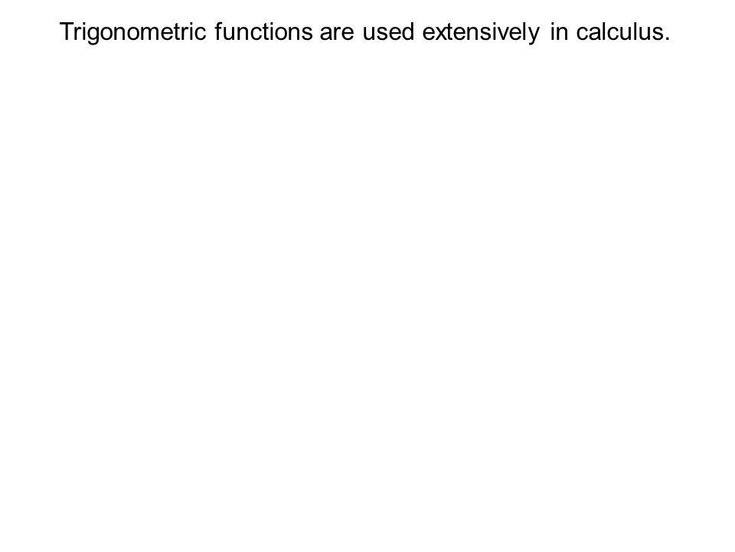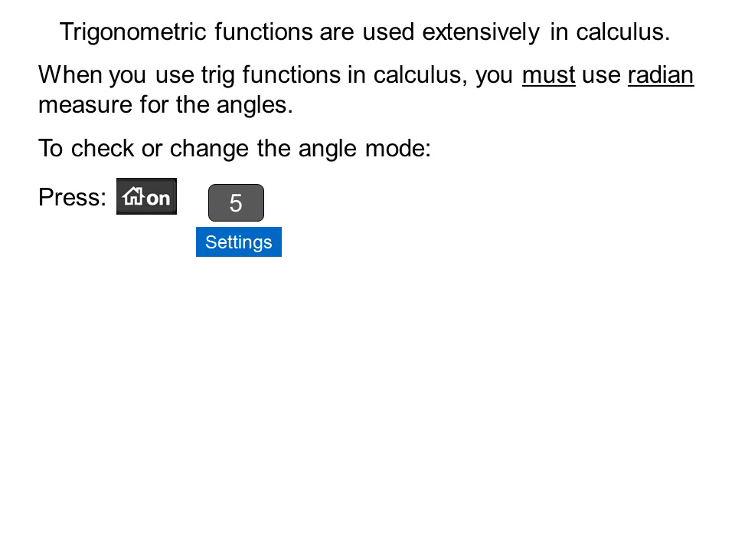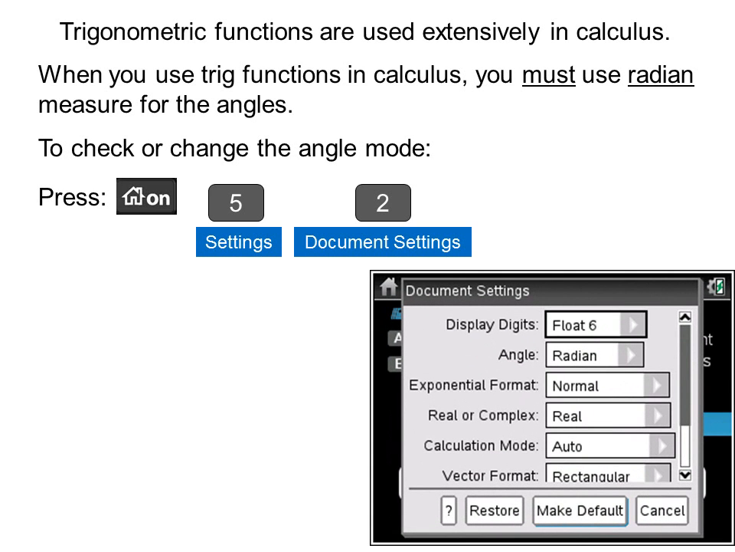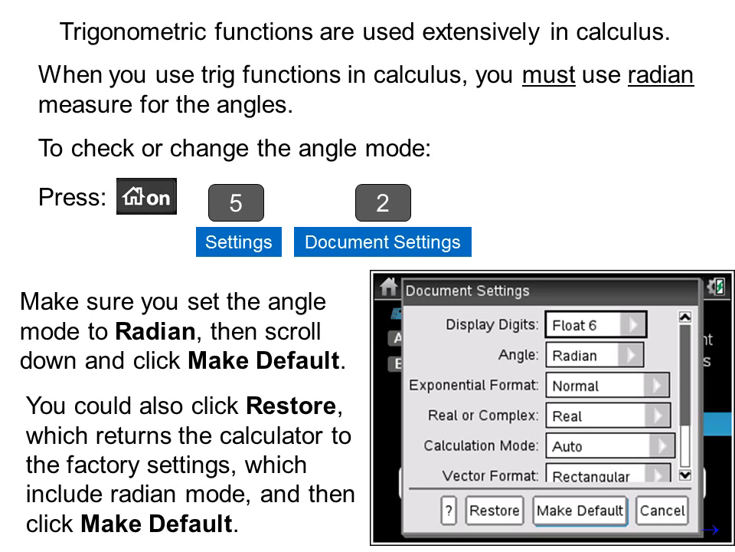Trigonometric functions are used extensively in calculus. When you use trig functions in calculus, you must use a radian measure for the angles. To check or change the angle mode, press 5, which is settings, 2, document settings. Make sure you set the angle mode to radian and then scroll down and click Make Default. You could also click Restore, which returns the calculator to the factory settings, which include radian mode, and then click Make Default.